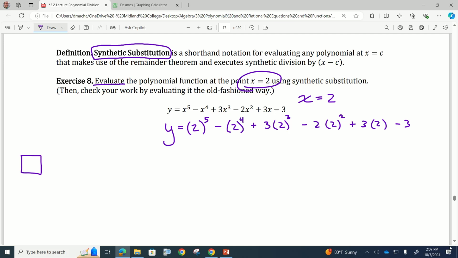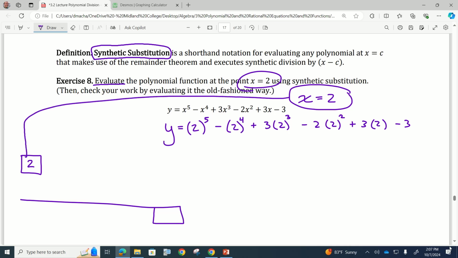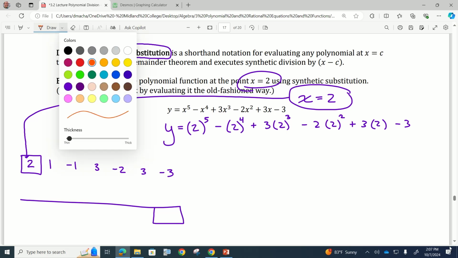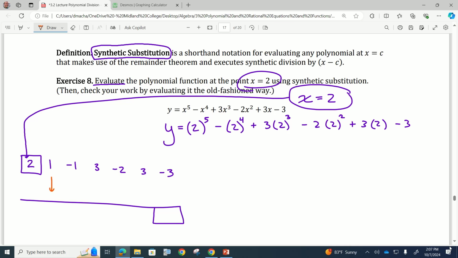We're going to draw a little box and another line and another little box. And then in the box, I put 2 because x is equal to 2. And then across the top, I'm going to write 1, negative 1, 3, negative 2, 3, negative 3, because those are the coefficients of my polynomial. And I'm going to go along and just pretend like I'm working a synthetic division problem. So I bring down the 1.